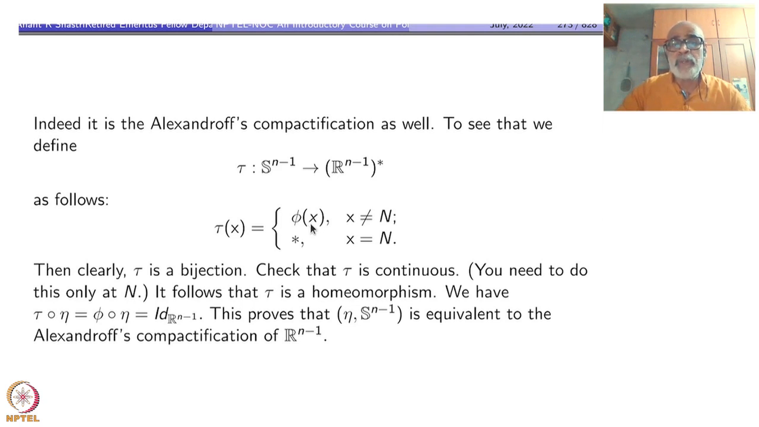Similarly, eta composite tau is also identity, once it is phi x and then you compose it with eta, that will be also identity map. So, this proves that (eta, S^(n-1)) is equivalent to the Alexandroff's compactification of R^(n-1). Okay. So, both ways. So, here R^(n-1) is sitting as an inclusion map. Here R^(n-1) is sitting via eta, which is the inverse of phi. Alright. So, here we have made a homeomorphism which is an equivalence of what? Of compactifications that we have defined. So, the two compactifications are treated as one single, because what we have is a compactification is an equivalence class. Okay, in that sense, it is the same compactification, that's all.